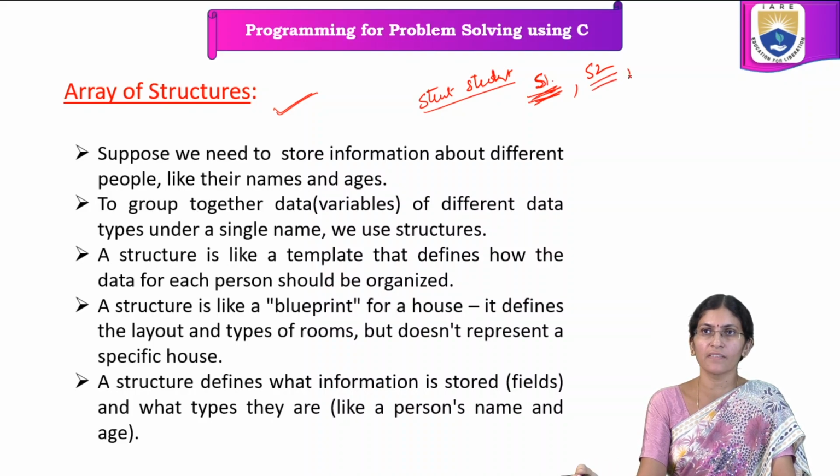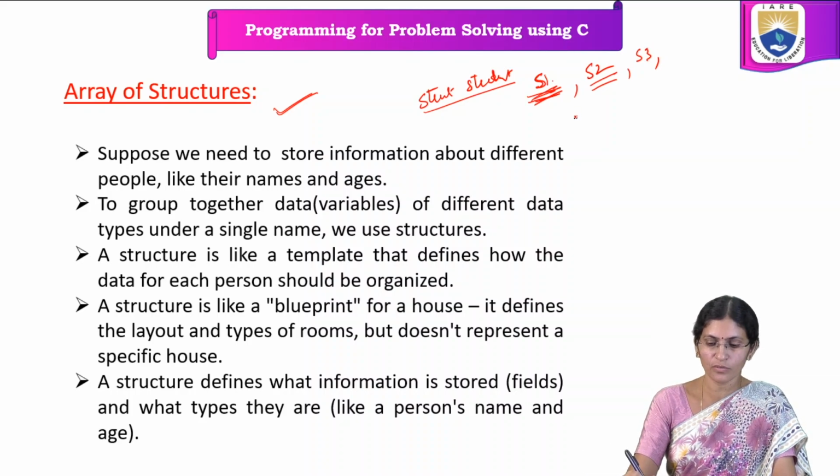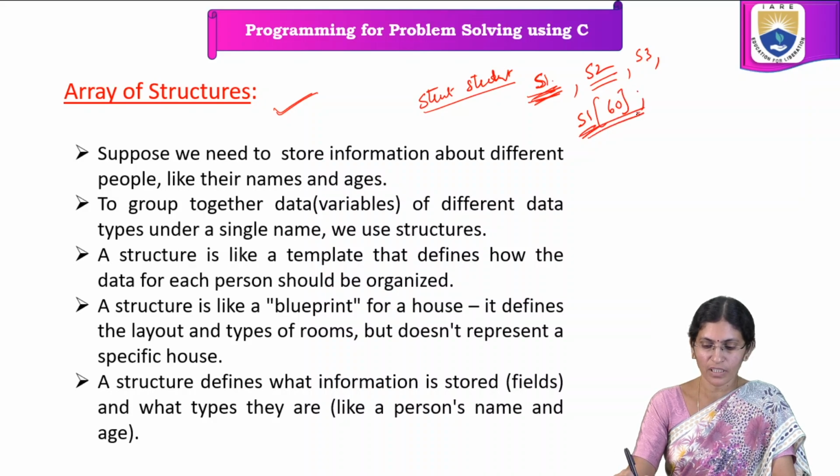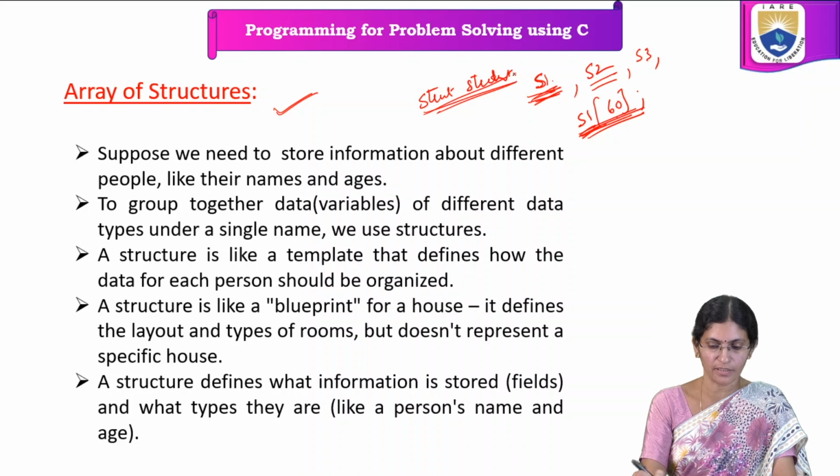Suppose in a class there are 60 students. In order to store information about 60 students, we need to declare 60 variables. That becomes messy. So in order to avoid this, we declare an array of structures. Suppose S1 of 60 means this will create a variable, an array of 60 elements belonging to the type struct student.